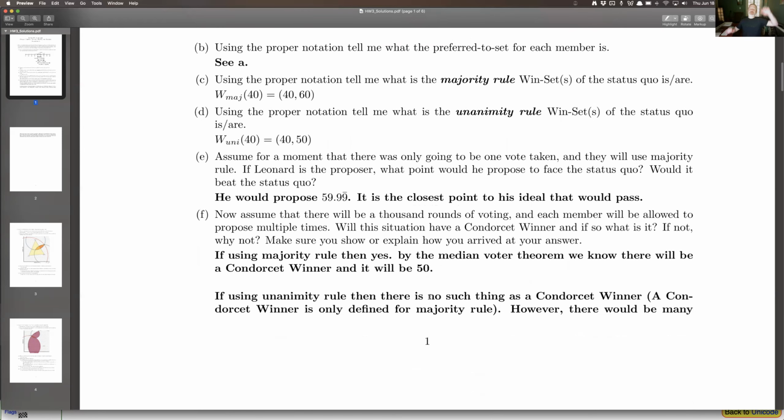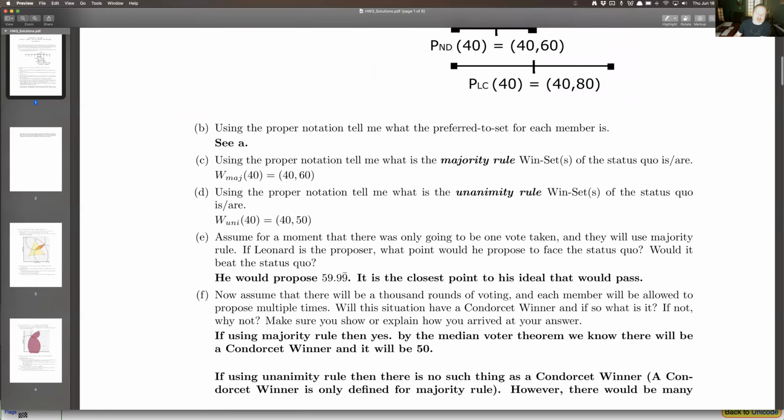Now we're going to do some of this proposing. We're going to first do a single shot voting game. Leonard is the proposer. He is going to get to propose something. It's going to face the status quo. They're going to have 1 vote, and then whatever wins, whether it's the status quo or the proposal, becomes the new law or the new policy for this group of voters. All right. So what will Leonard propose?